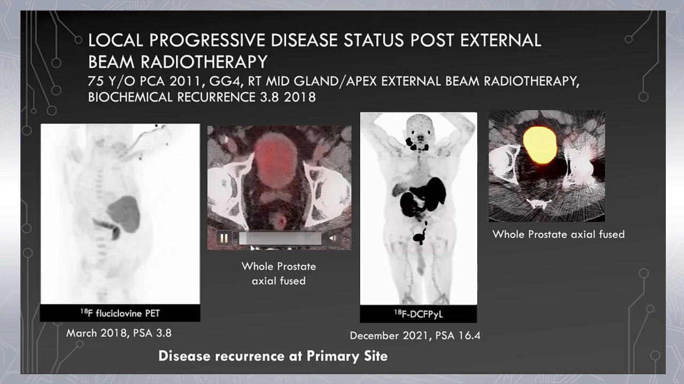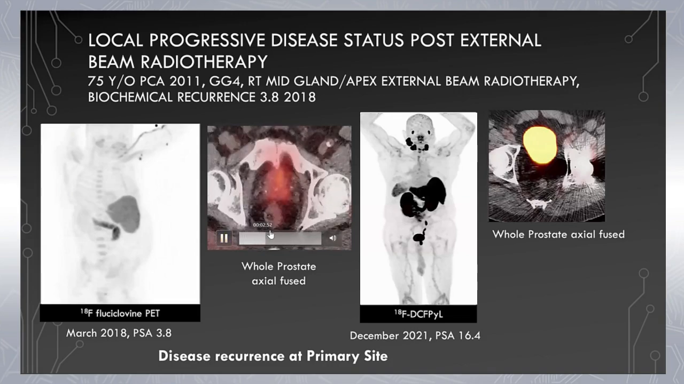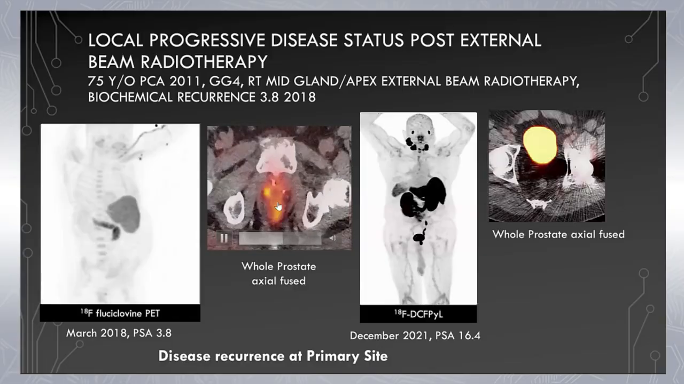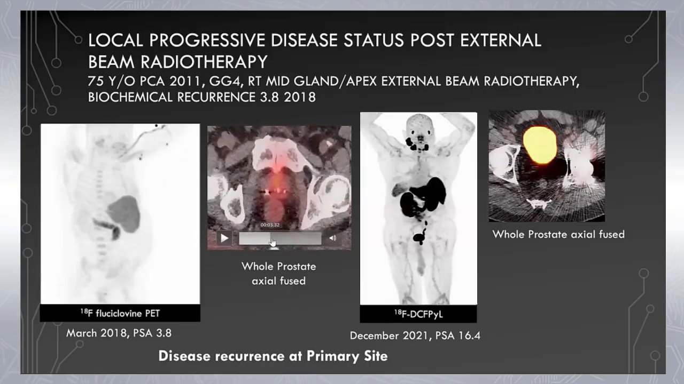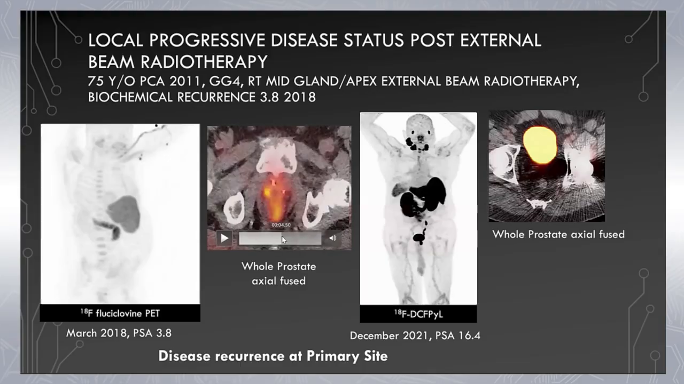Let's look at the axial fused images on this fluciclovine PET, and we see that this patient underwent external beam therapy. So we see the transponder beacons, and we clearly see low-level uptake within the normal prostate, but an intense focus of abnormal radiotracer uptake within the right prostate, concordant with the site of primary disease and compatible with a site of biochemical recurrence, but no other focus of disease.